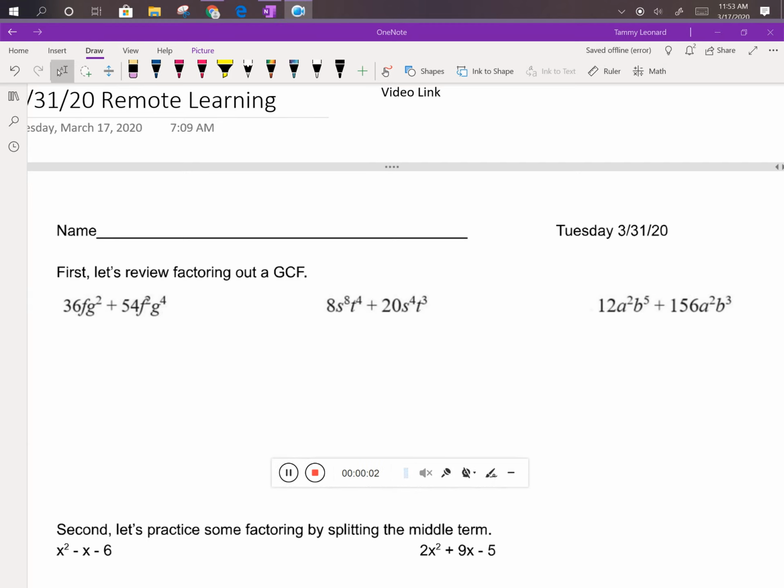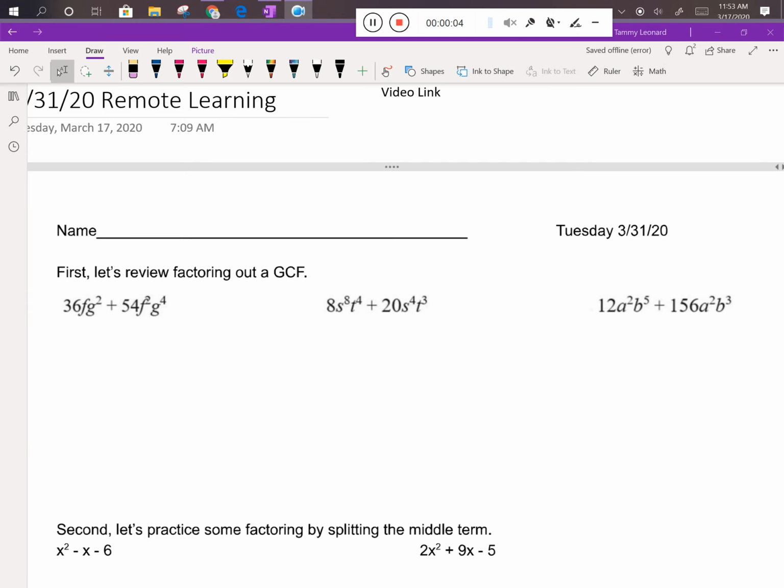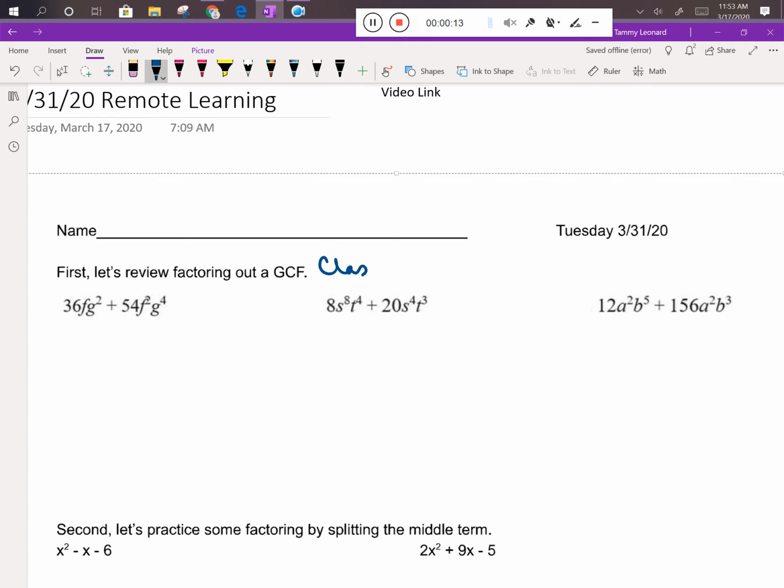Just like we did yesterday, we're going to start today's class with factoring out a GCF and doing the review. And I didn't write it in the instructions, but let's go ahead and add it now. Let's classify based on degree and number of terms, because it's always good to practice that when we get a chance. So go ahead and pause, try the 3 problems, and then when you're ready, push play to compare your work to mine.